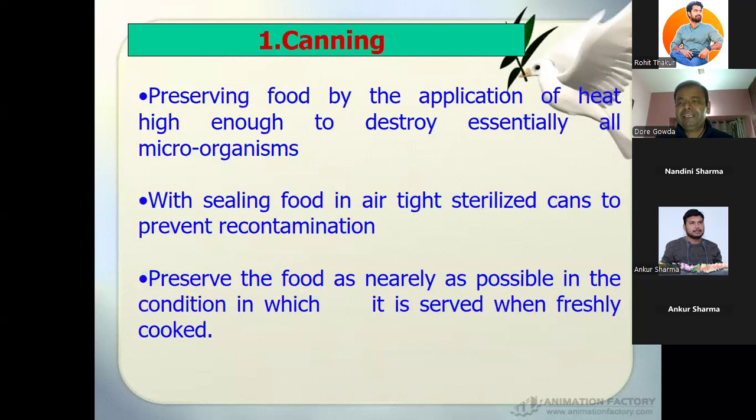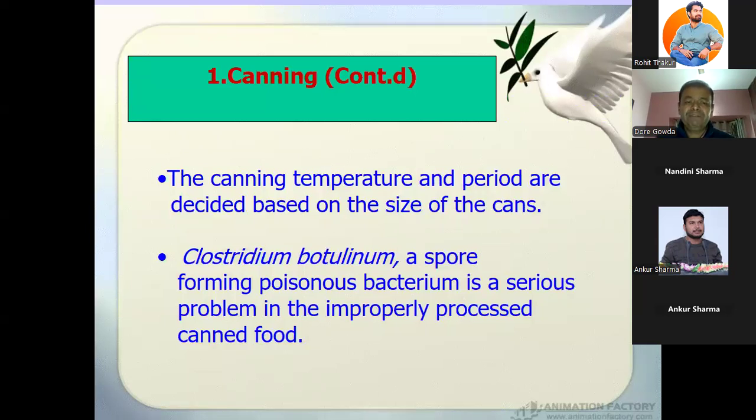Then coming to canning, in brief I will tell how canning is done, what the steps are, and what care has to be taken while canning. As I said, canning is preserving food by the application of heat high enough to destroy essentially all microorganisms, followed by sealing the food in airtight sterilized cans to prevent recontamination. Then preserve the food as nearly as possible in the condition in which it is served when freshly cooked. The canning temperature and period are very critical, decided based on the size of the can and the material we are canning.